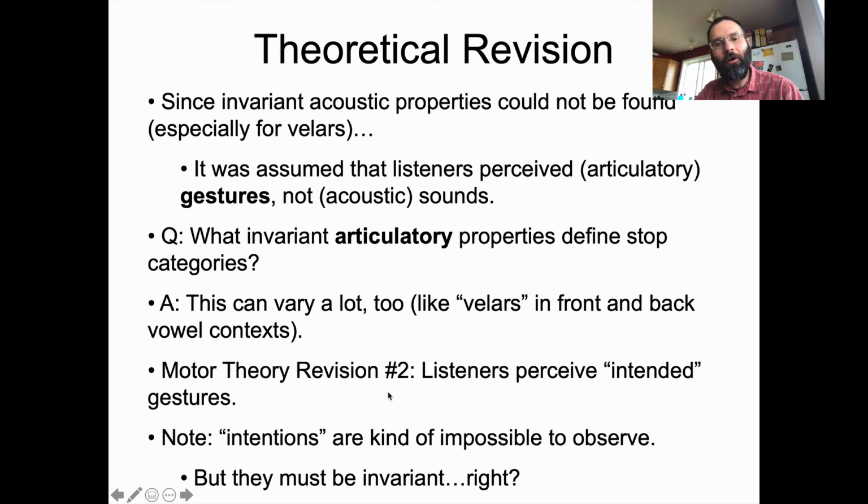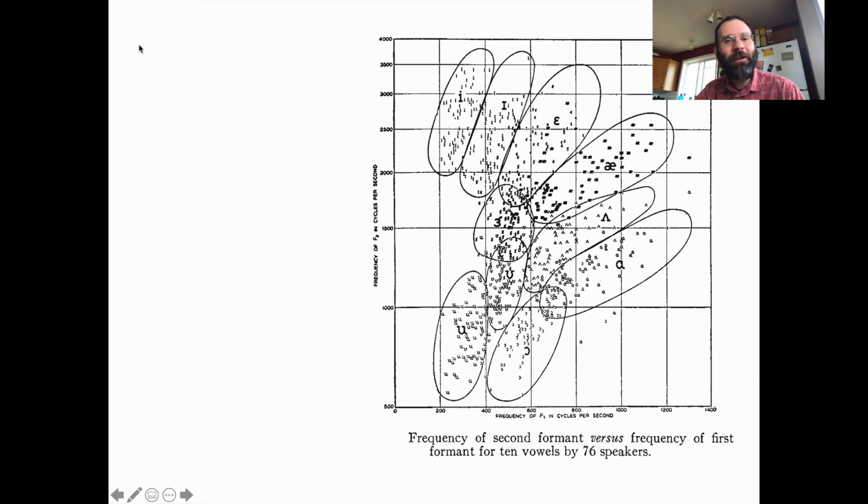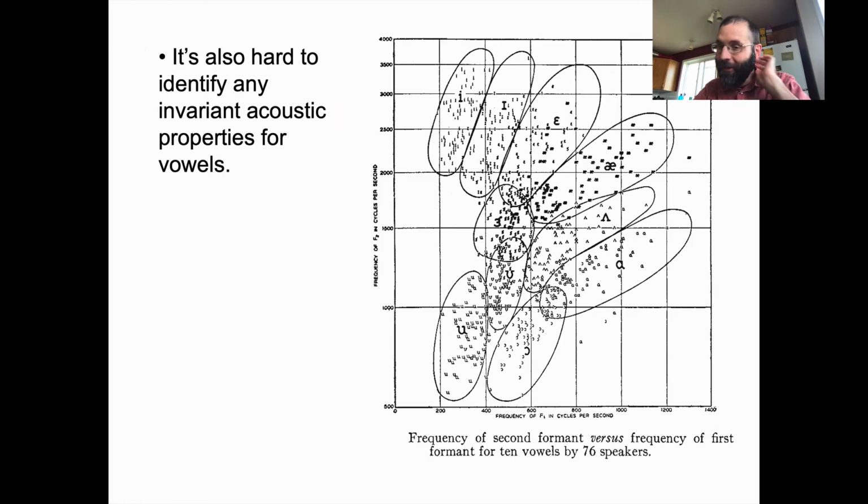As observers, though, saying that we perceive those through motor theory sounds nice, but it makes it kind of impractical because those intentions are impossible to observe directly. Not that they aren't important. The main goal, though, is to at least get to a point where the intentions might be invariant. But maybe what we don't need to do here is to assume this sort of invariance.